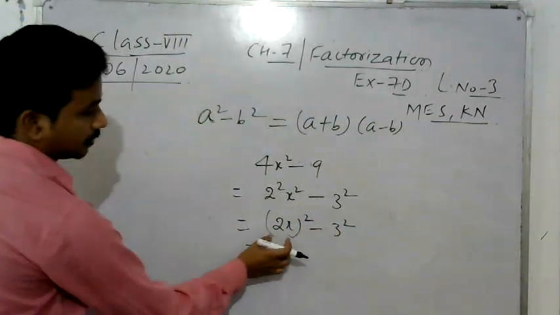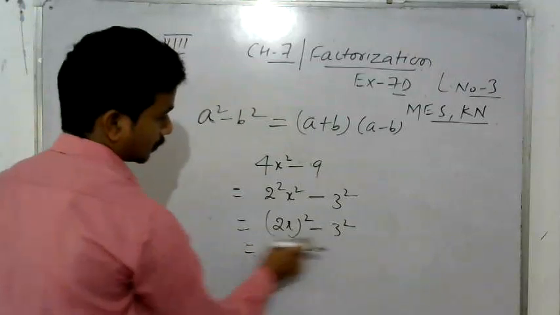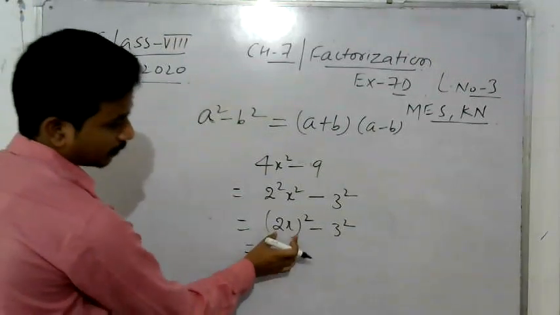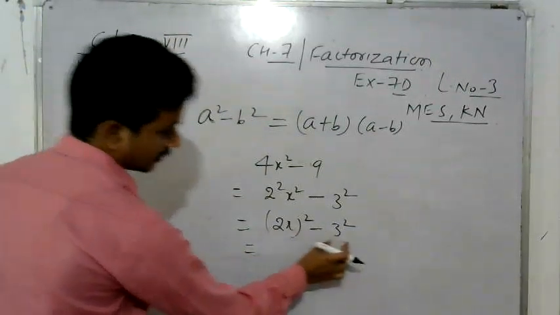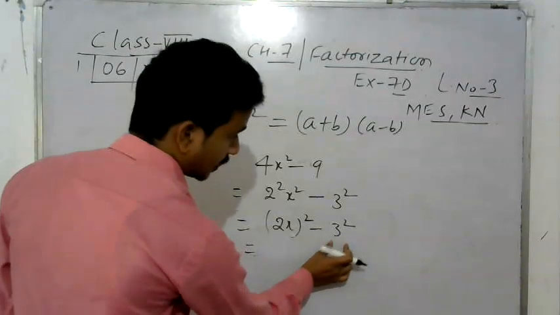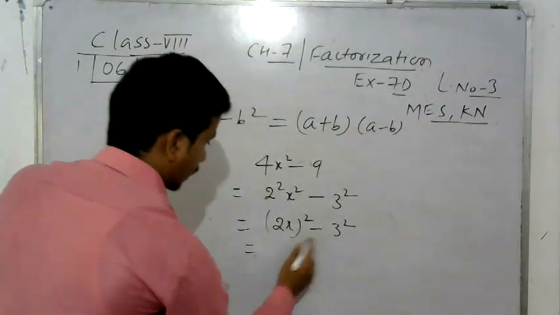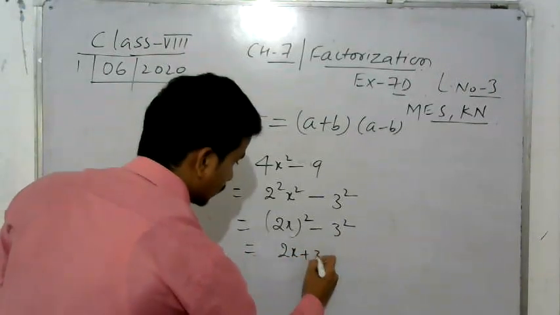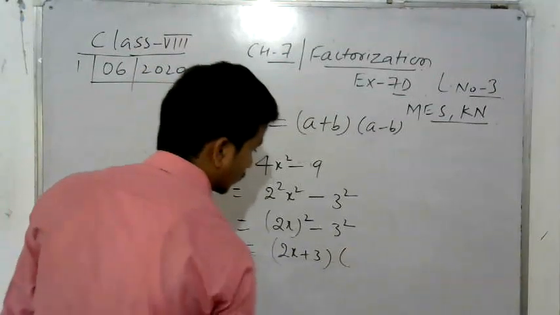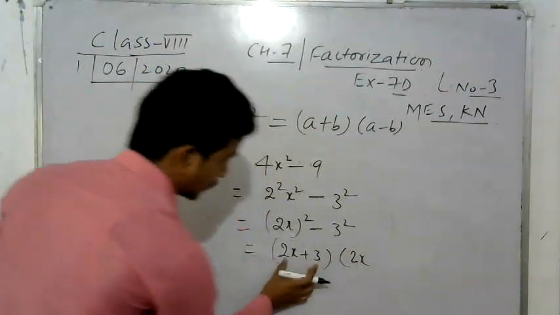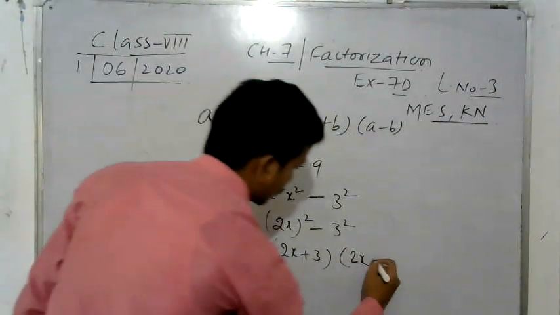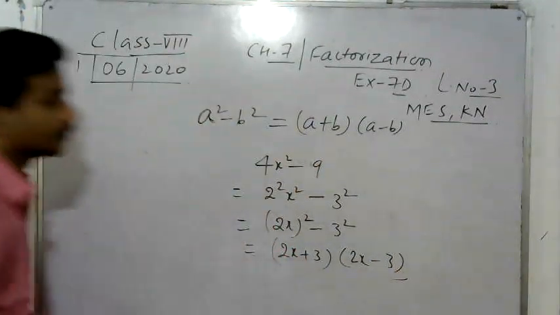Now I can apply a square minus b square. So what is in place of a? In place of a you have 2x, and what is in place of b? In place of b we have 3. So first of all I can add, 2x plus 3, and then subtract, 2x minus 3. a plus b, 2x plus 3, into a minus b, 2x minus 3. In this way you will factorize it.